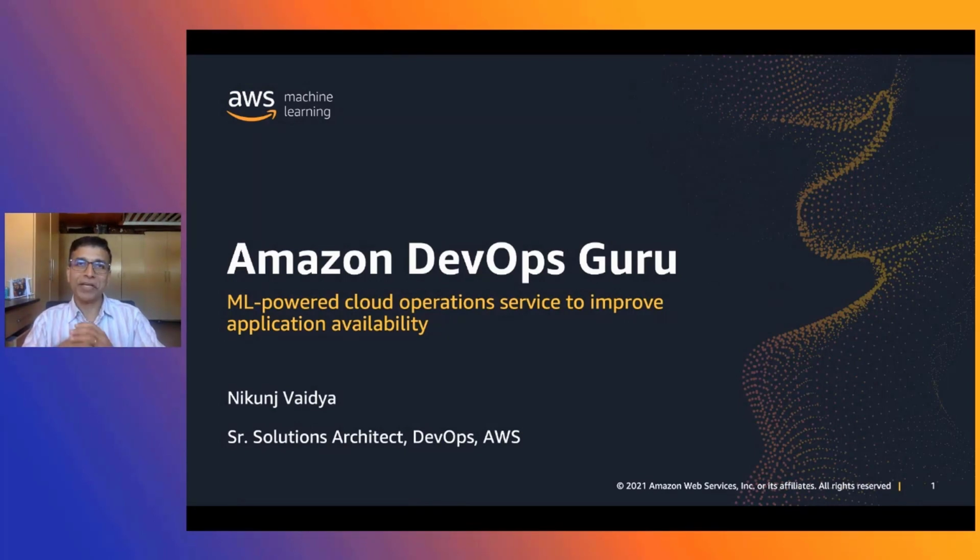My name is Nikunj Vaidya, and I work in AWS as a senior solutions architect, DevOps specialist, mainly focusing on the AI/ML developer services that include Code Guru and DevOps Guru. So today we will delve deep into DevOps Guru, which is a service, by going through a few slides, and then later on we will go through a hands-on workshop with DevOps Guru.